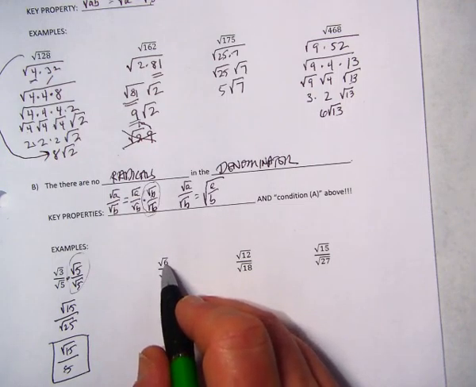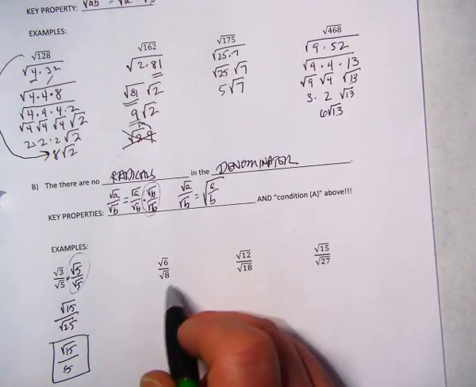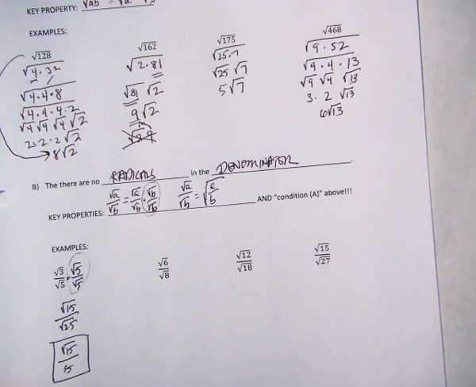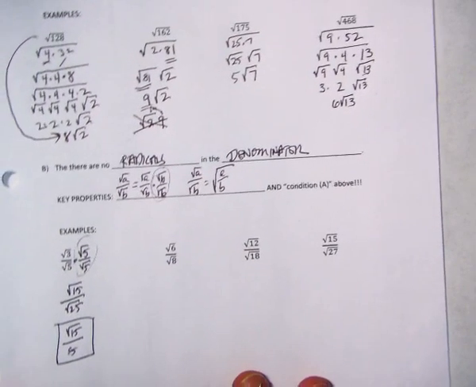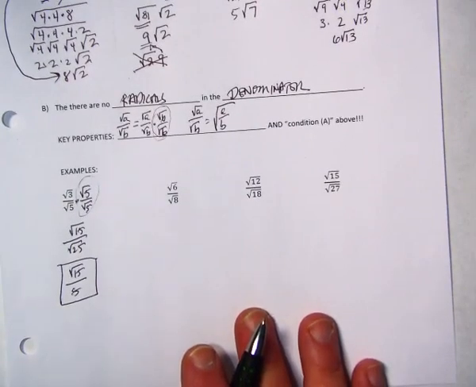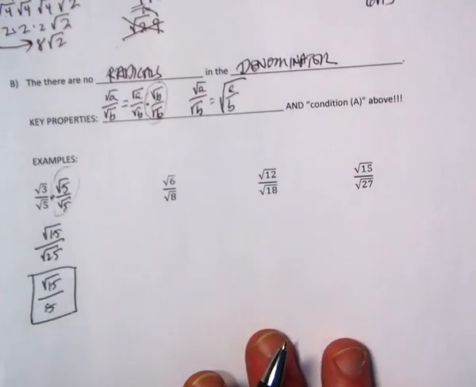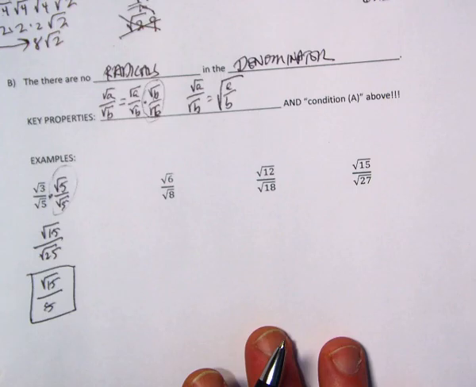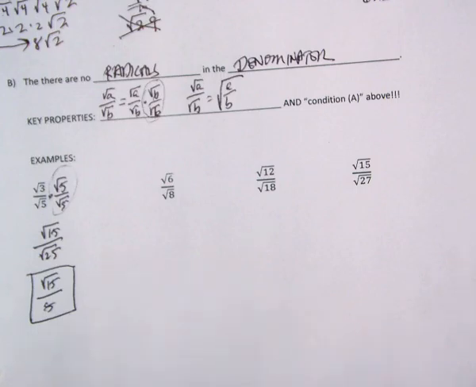Square root of 6 over the square root of 8. There are two ways that we could go about doing this problem. There's a couple of ways that we can do this. Let me show you, first of all, if we use the rule.